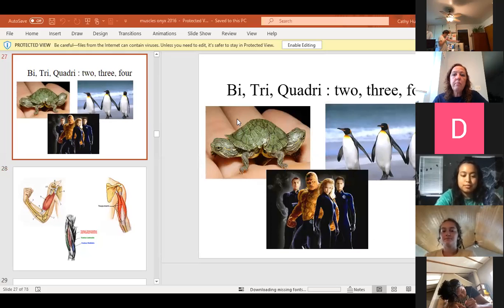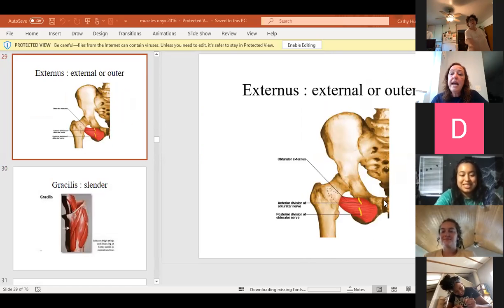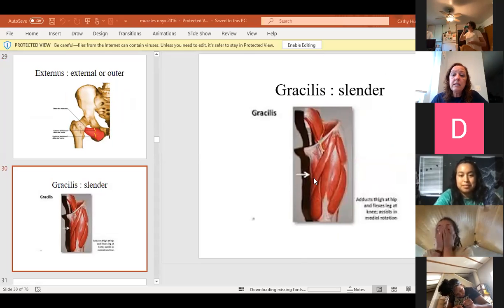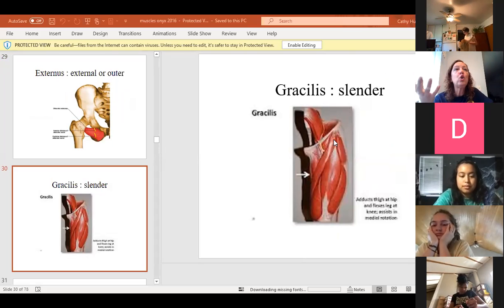All right, so there's our bi, tri, quadri. These pictures have nothing to do with muscles. It's just there's 2, here's 3, and there's 4. Some of the most terrible superhero movies ever made on the planet, except for Green Lantern. Externus means external. Here's gracilis. So this is a graceful muscle in the upper part of your leg. I remember gracilis because it's like graceful. Ballerinas are graceful. Ballerinas are also slender. So that's how I remember gracilis means slender.